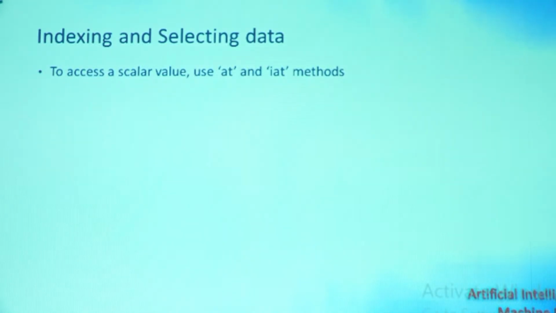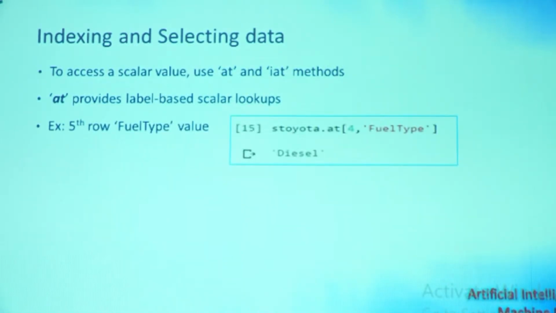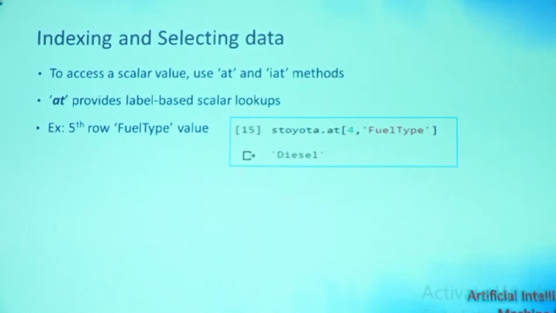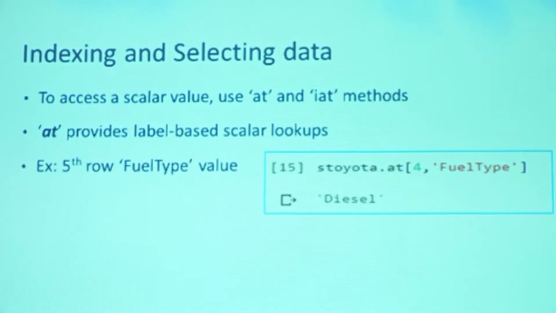If you are moving with labels, then you will use the at method. Are you clear with that? If you really want to access a scalar value, then you will have to go for the at method. You are familiar with scalar and vector, right? So when it is a scalar quantity and you want to look up that quantity, use the at method.